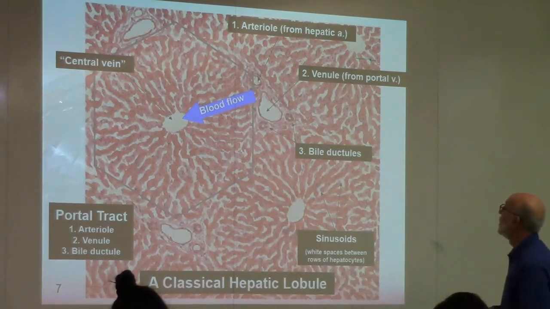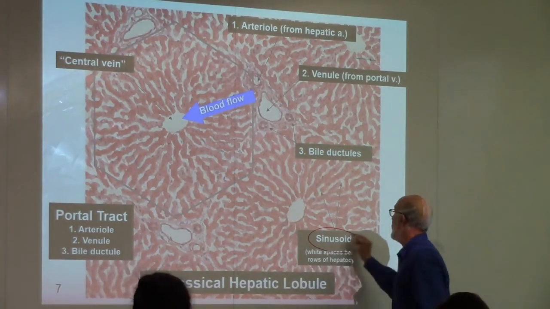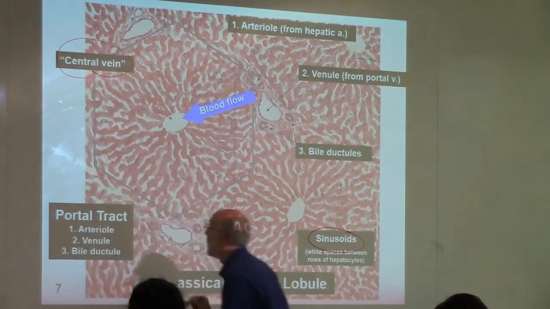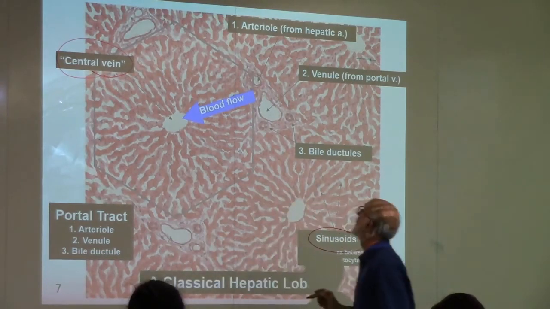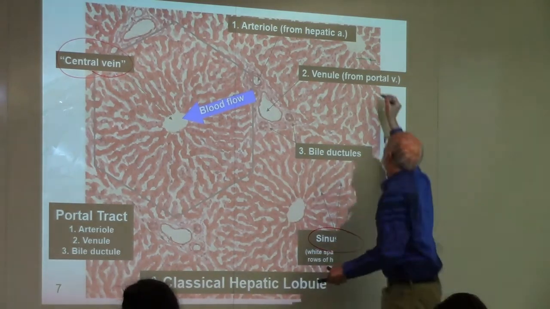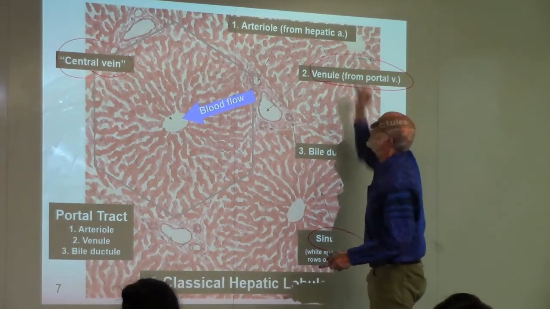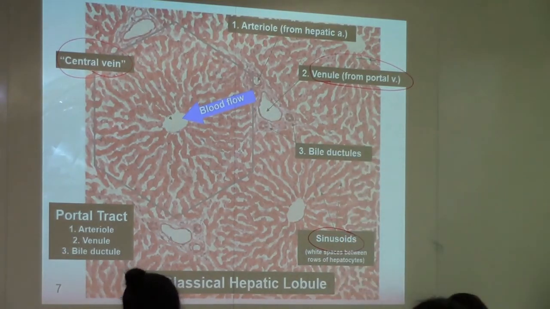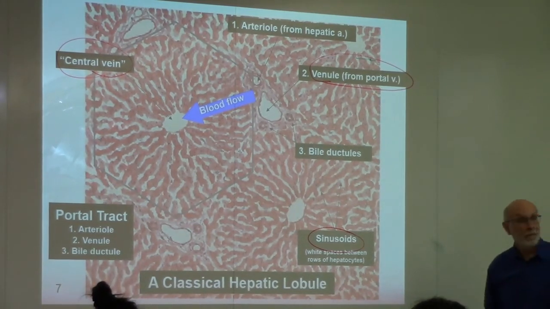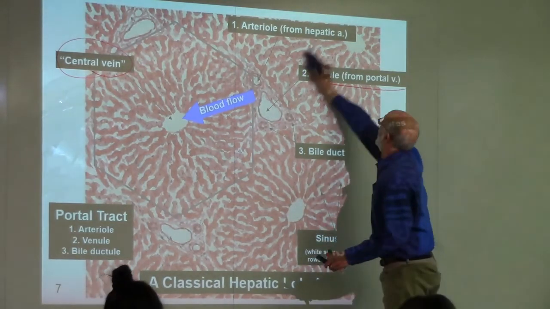So the words to know are sinusoids, central vein, branch of the portal vein, and branch of the hepatic artery. And you already know what venal and arterial is, so it's a tiny little branch. Okay?